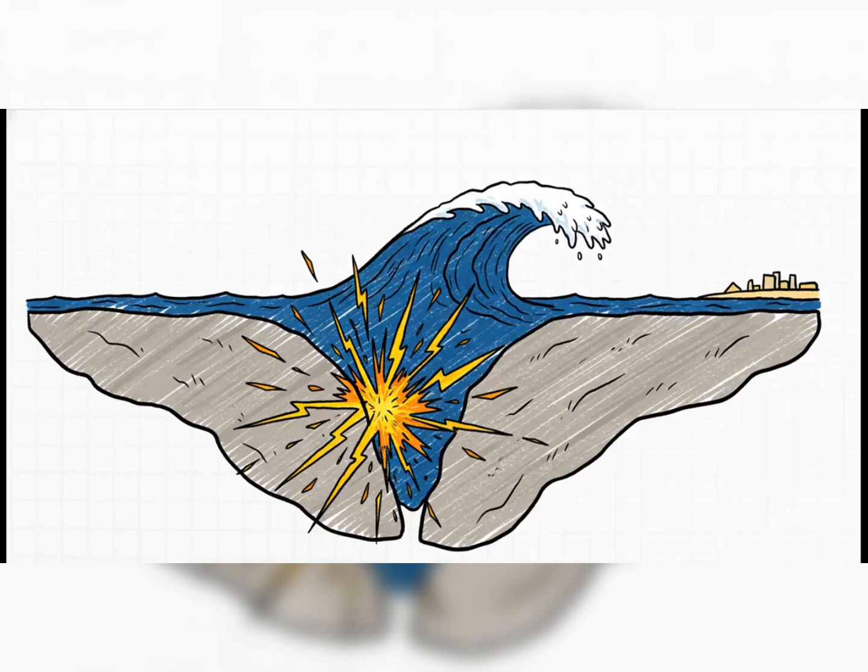Now, all that grinding and crunching of tectonic plates has huge consequences. It makes these zones incredibly volatile. The stress builds up and releases in the form of some of the most powerful earthquakes on the planet, which can trigger devastating tsunamis like the 2011 earthquake off the coast of Japan.